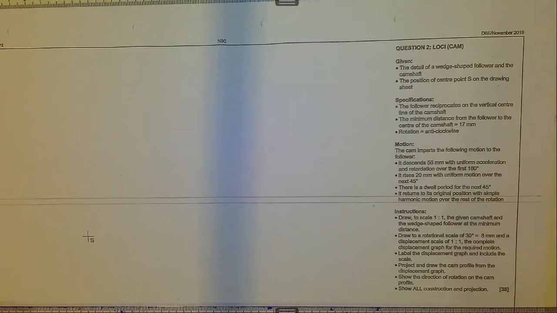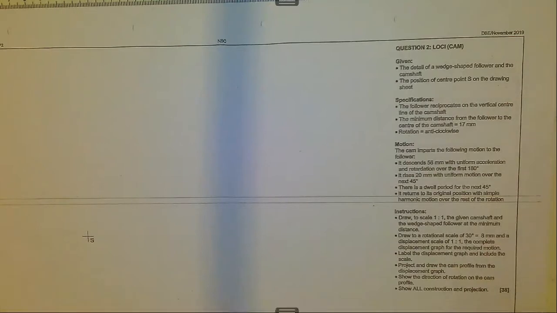Right, rotation is anti-clockwise. The cam imparts the following motion to the follower. It descends 56 millimeters with uniform acceleration and retardation over the first 180 degrees. Right. If we look at our diagram, let me just focus on that.